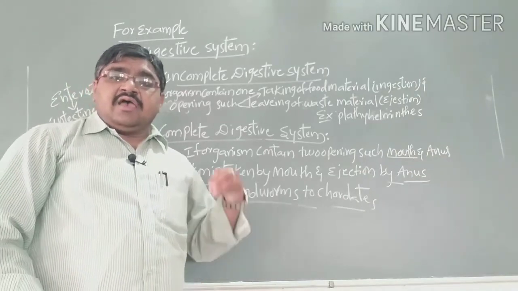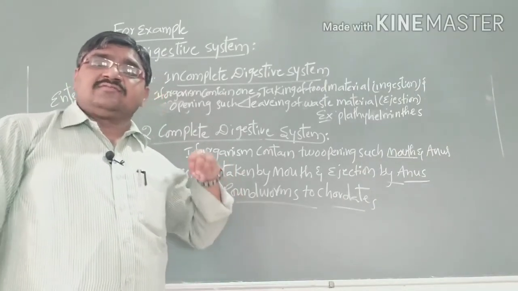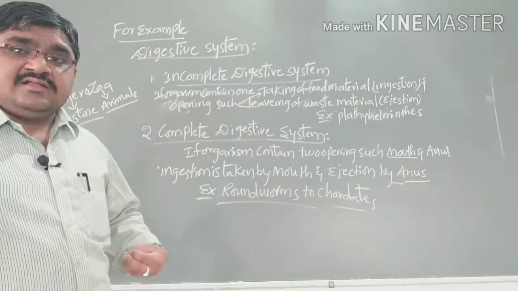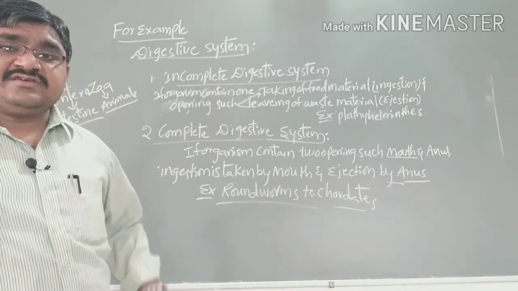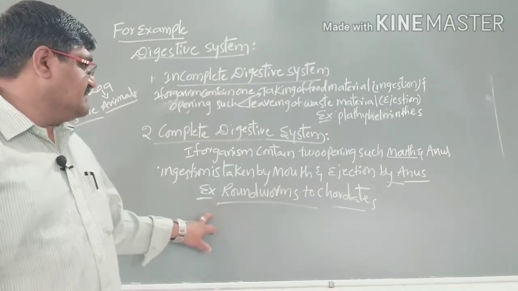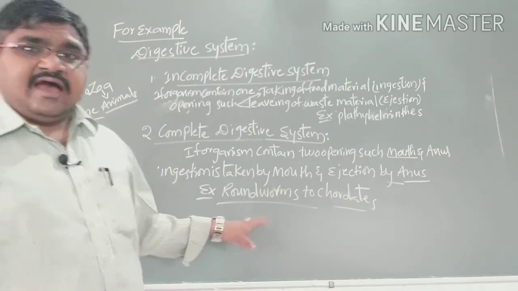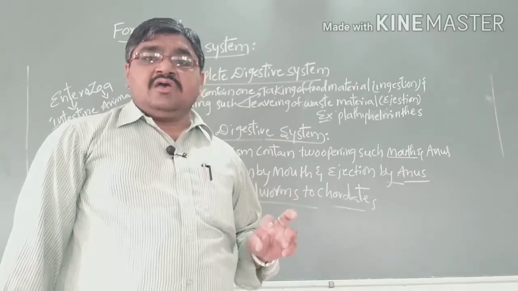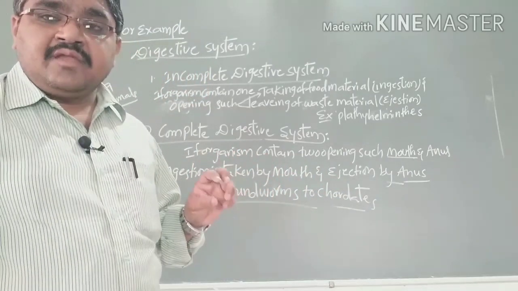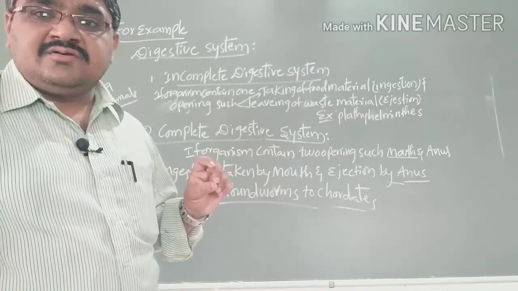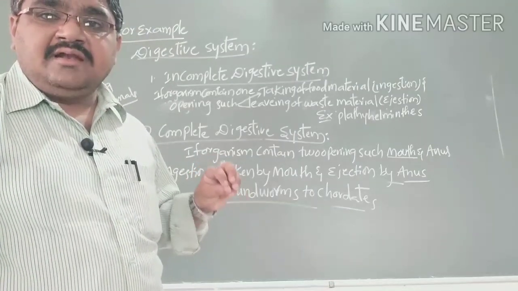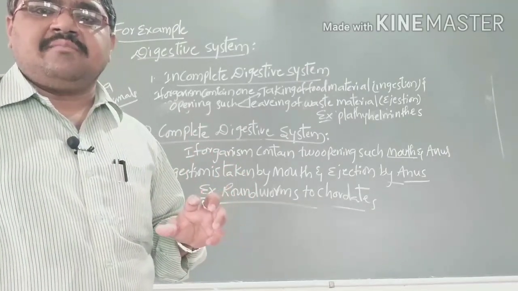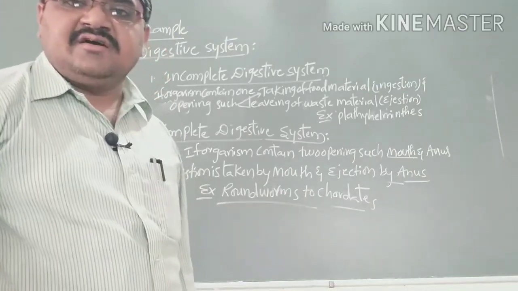Here two openings are present. One opening is called the mouth, for taking in food materials, and another opening is for ejection, leaving off the waste materials, called the anus. If the organism has two openings, such a digestive system we call a complete digestive system. The remaining will be discussed in the next class.